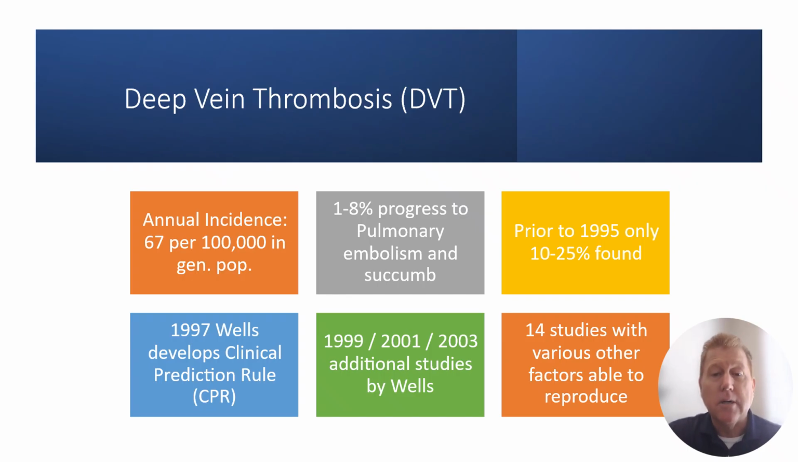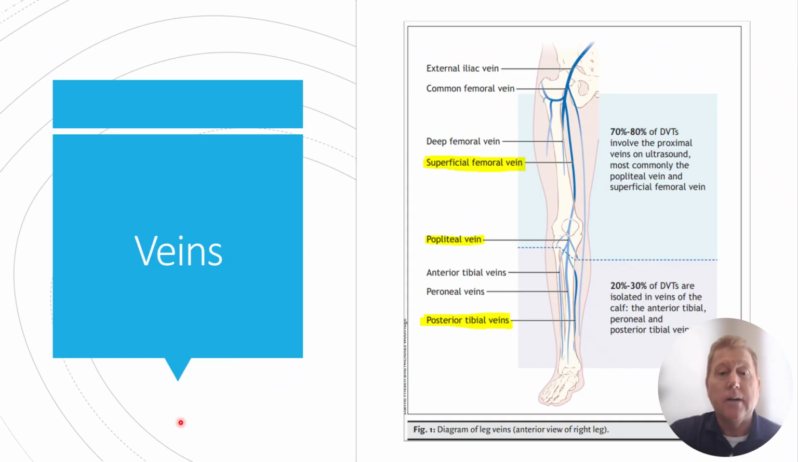And then moving on to a little bit more significant pulmonary embolus, you will see a certain percentage of those move into that category. And unfortunately, some of those folks actually do succumb to the pulmonary embolus. There were certainly a lot fewer of them recognized and found prior to the Wells criteria clinical prediction rule being developed in the late 1990s. With some additional studies, there are now more than 14 different articles if you look back over the recent literature. So DVT is one that we will take a look at.